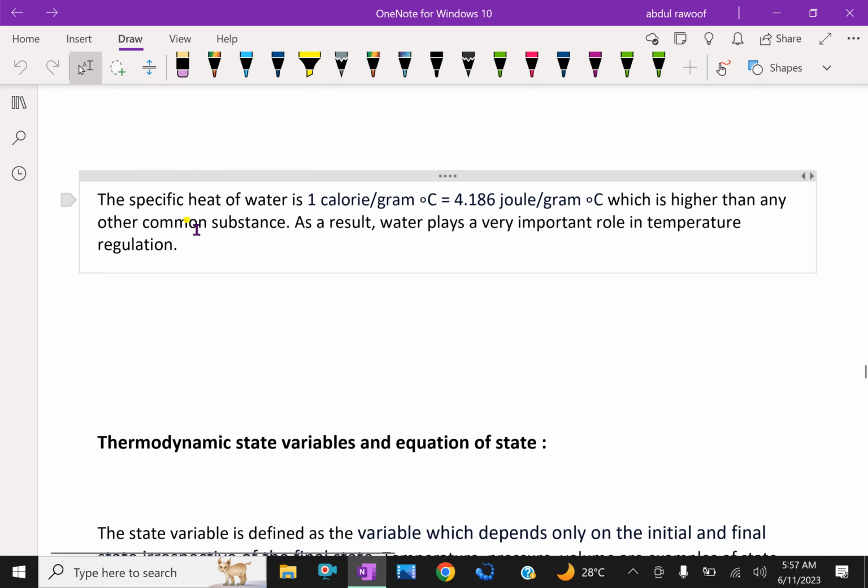Further, the specific heat of water is 1 calorie per gram per degree Celsius, which is equal to 4.186 joules per gram per degree Celsius, which is higher than any other common substance. As a result, water plays a very important role in temperature regulation because its specific heat capacity is very high.